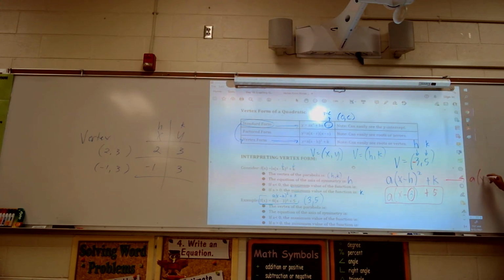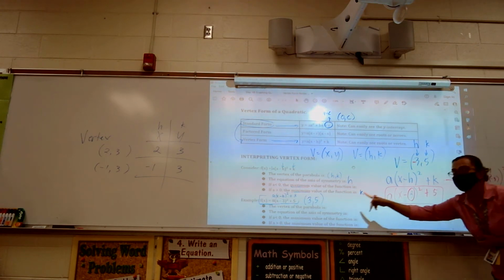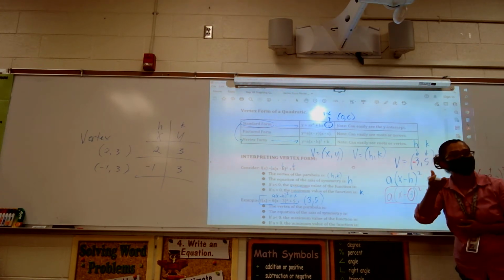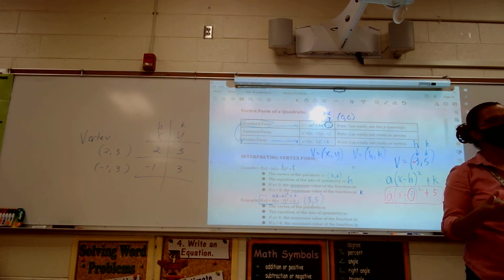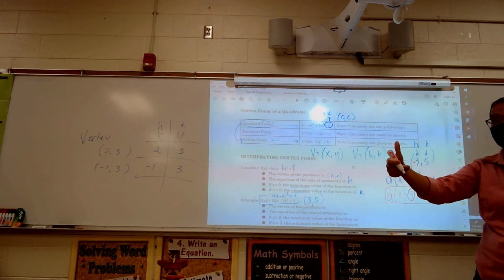A times x minus negative 3, this is what you said earlier. Carter, are you listening? Okay. And then plus 5. Look, what's negative times negative? Positive. So it should be x plus 3 squared, plus 5. Does it make sense? These are different. So we need to flip the sign of the x. Are you satisfied with that explanation, Carter? Alright. Do you all understand?